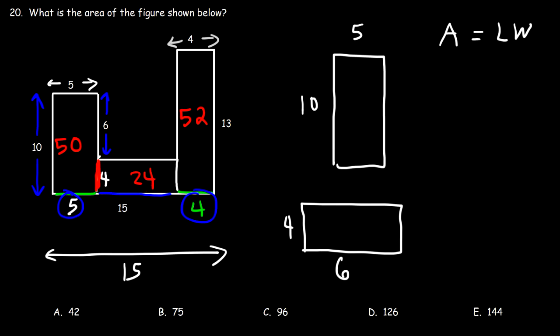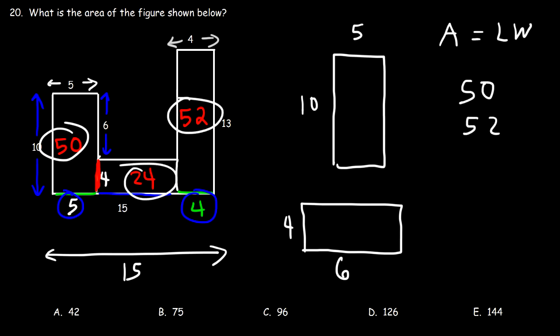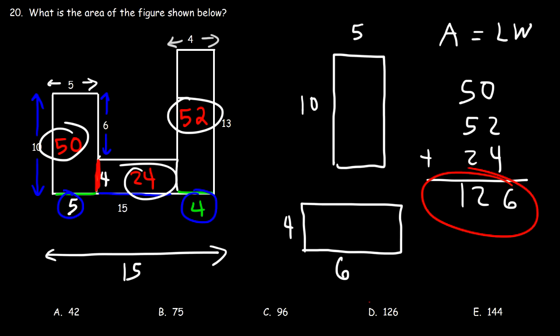So now to find the total area of the composite figure, we need to add these three numbers. So that's going to be 50 plus 52 plus 24. Now 2 plus 4 is 6. 5 plus 5 plus 2 is 12. So the area is going to be 126 square units. Therefore, D is the right answer.